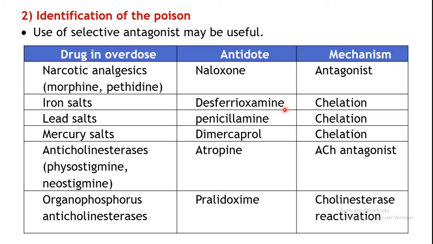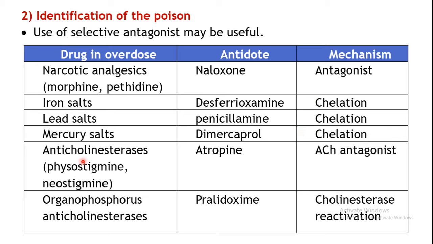For this the antidote is desferrioxamine. Lead salts, penicillamine. Mercury salts, it is dimercaprol, and all of these three act by chelation. They chelate all this. Okay, this one desferrioxamine, it chelates the iron. Penicillamine, it chelates the lead, and dimercaprol, it can chelate the mercury. Okay, so this is the basic mechanism by which it will act as an antidote.